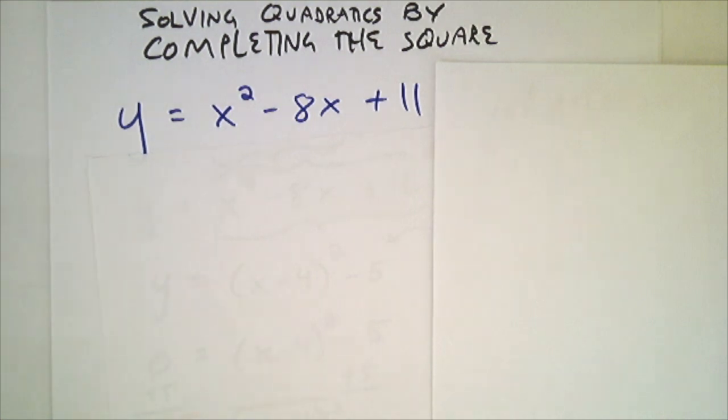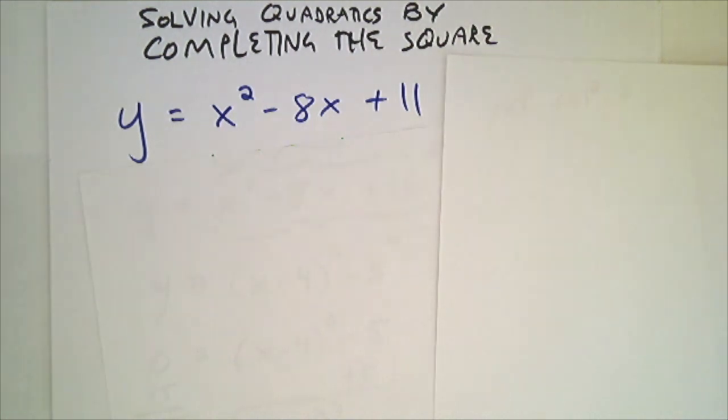So we're going to solve this quadratic by completing the square. And in order to do that, we'll change it into the vertex form. So y equals x squared minus 8x plus 11. It doesn't easily factor, so we can use completing the square to determine critical points, in particular the zeros of the function.